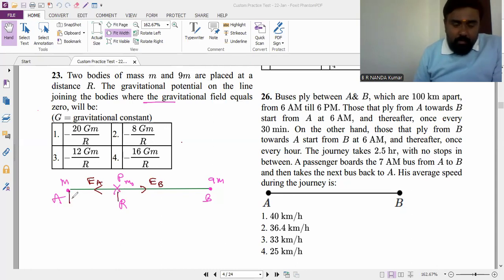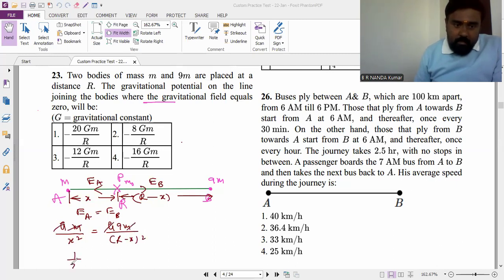Distance from observation point to m is X and the remaining distance is R minus X. So EA is equal to EB. EA is GM divided by X square, equal to G9M divided by R minus X whole square. So GM cancels. 1 by X is equal to 3 divided by R minus X. So R minus X is equal to 3X. So R is equal to 4X. So X is equal to R by 4. So this is R by 4 and this is R minus R by 4, 3R by 4.